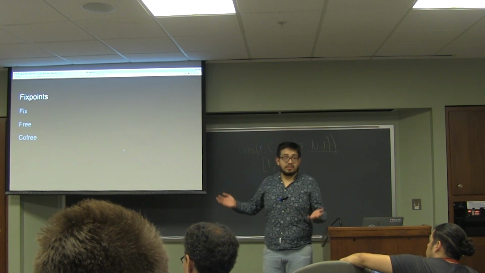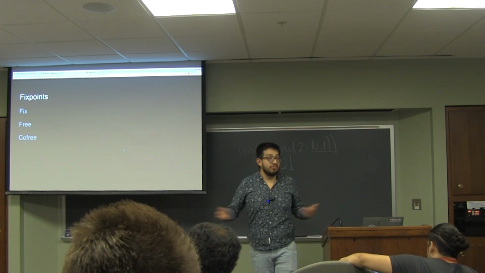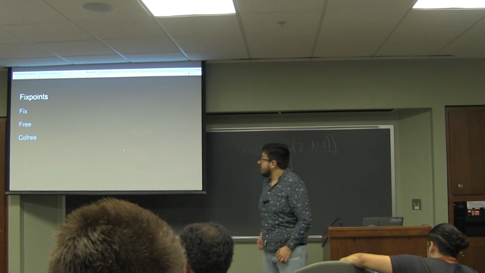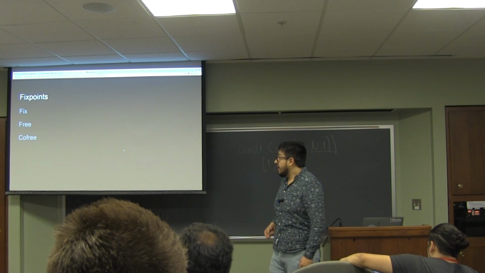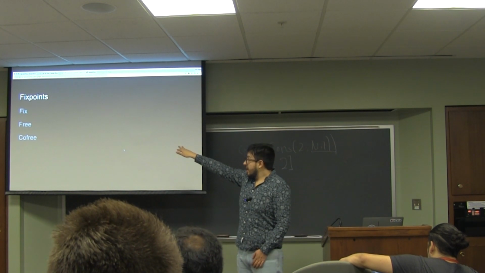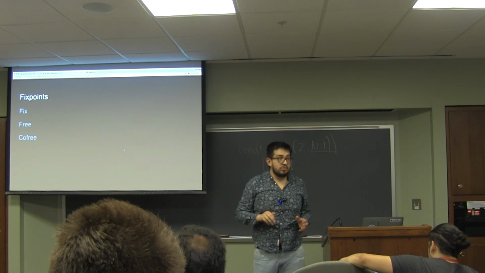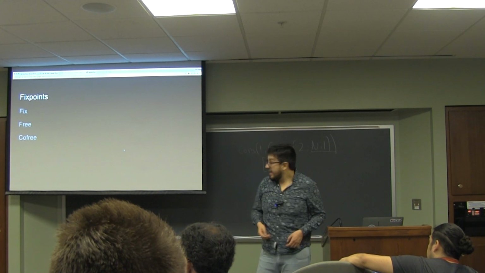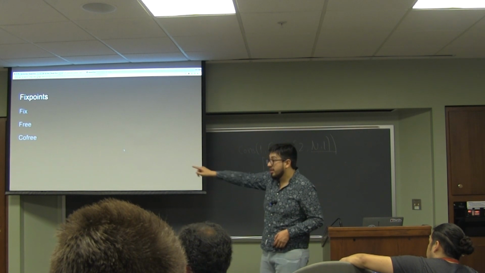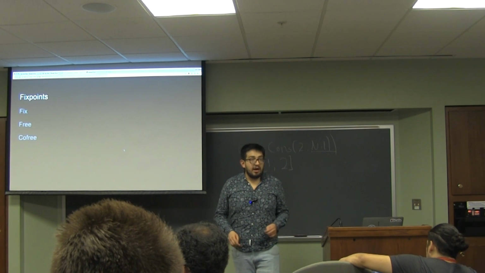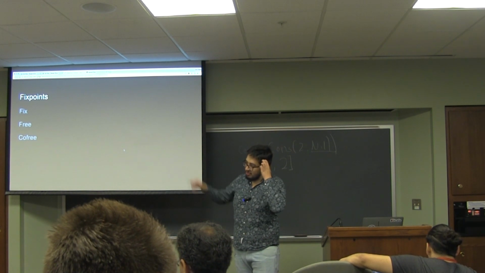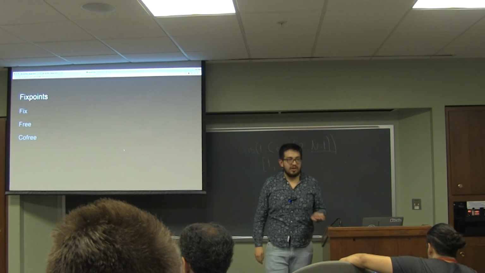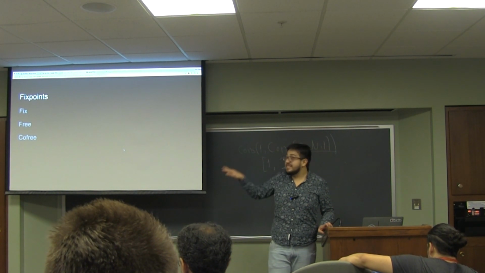There are several pattern fixed points that we can use. Here are some common ones. The easiest one is fix. There are some other fixed points that give us some more structure, for example, free or cofree. As I will show you later, all of these are fix in disguise. They are all very, very similar to fix.